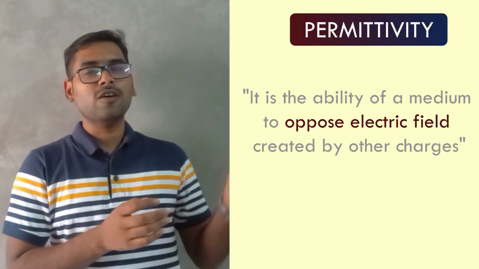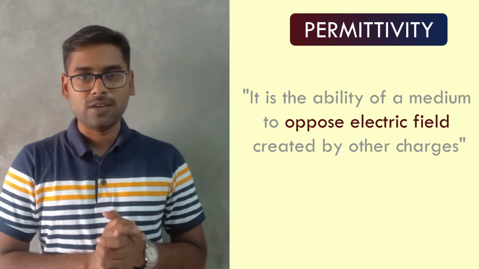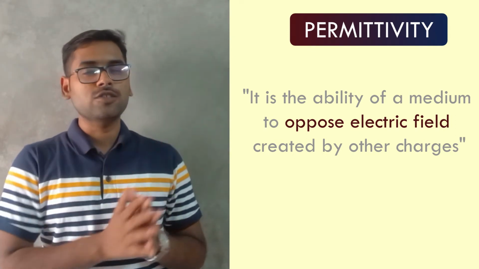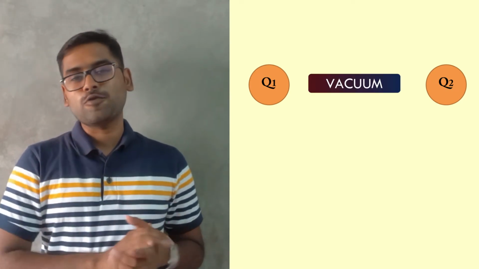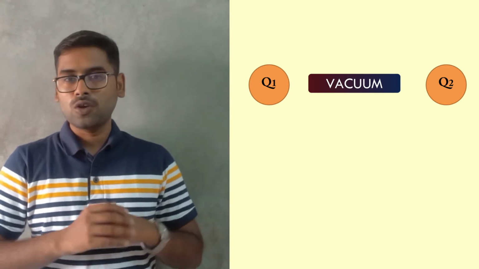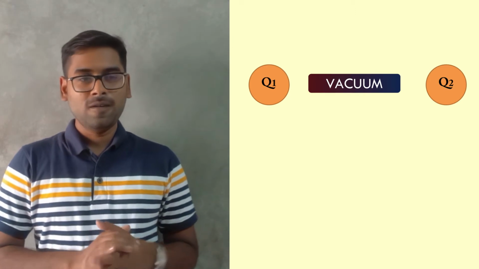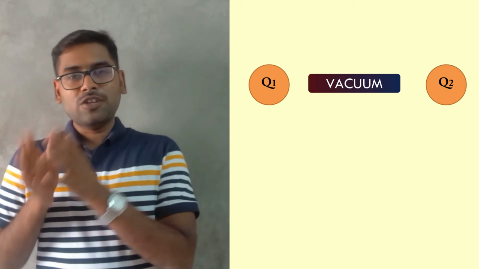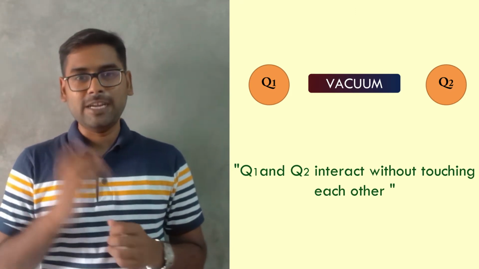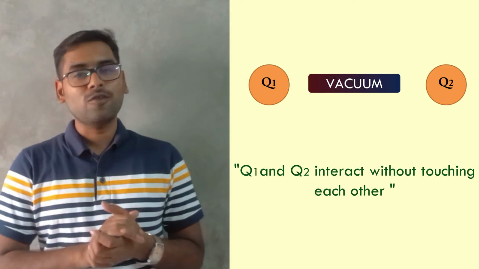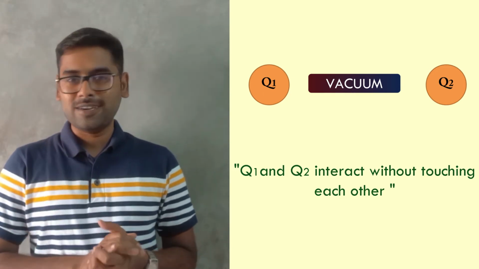Guys, to understand the meaning of these statements, we need to understand how exactly two charges interact with each other. For that, let us consider two charges Q1 and Q2 placed in the vacuum. We know that Q1 exerts force on Q2 and Q2 exerts force on Q1. But what we don't know is how exactly this interaction takes place, because they interact without coming in contact with each other. This kind of interaction is also called action at a distance.